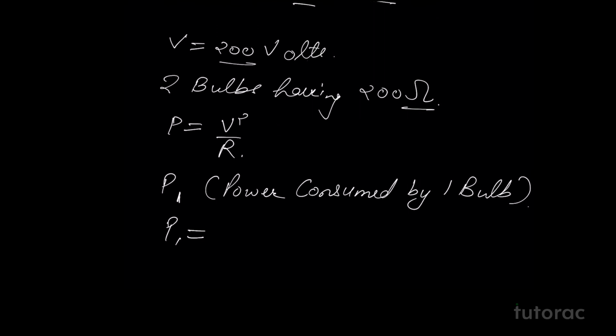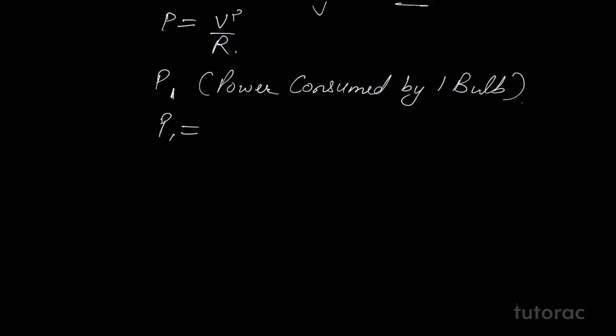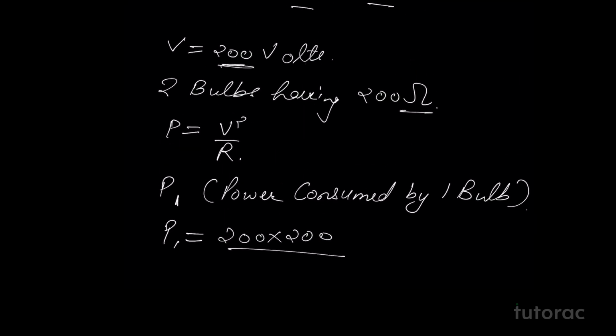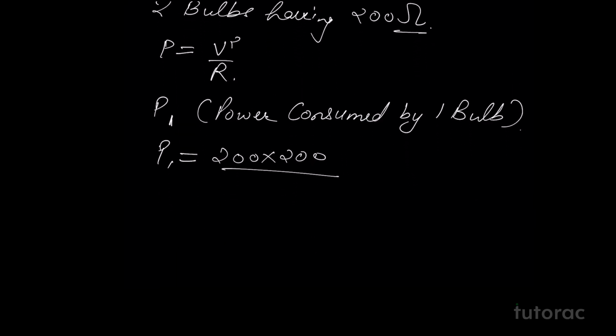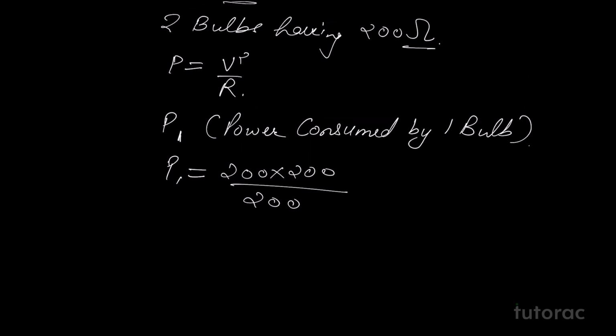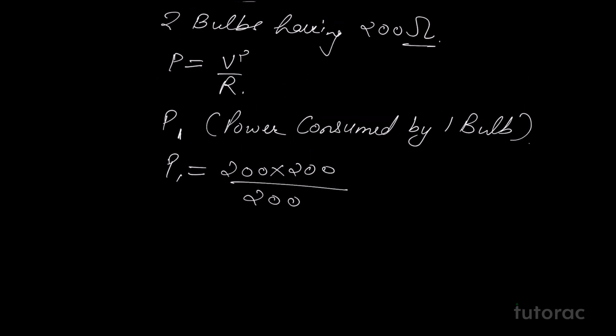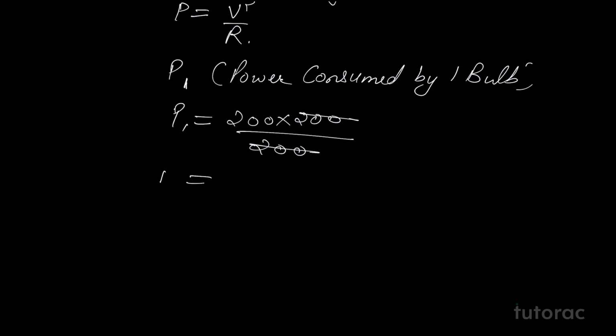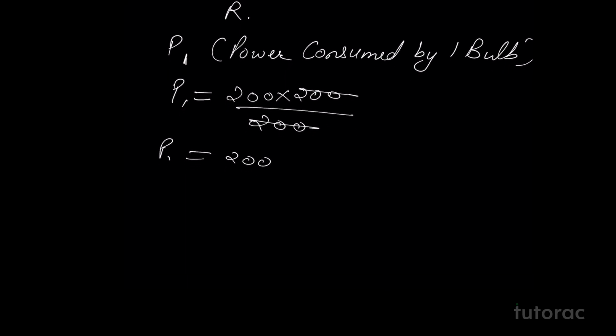V, I already wrote it here as 200 volts. So 200 multiplied by 200 upon R. R is what? 200 ohms. Let's write it out here. R is here as 200 ohms. Now, one 200 got cancelled and we get P1 is 200. Now, this is the power consumed by one bulb.